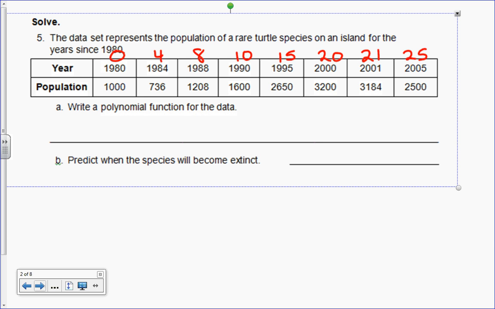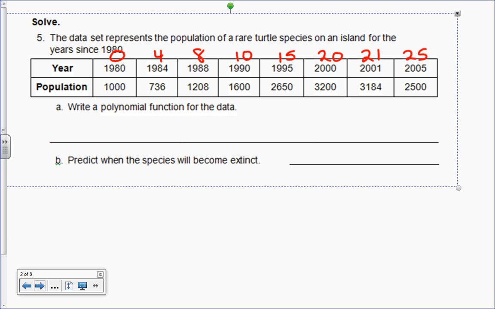Now, here's the thing. The x values don't go up by the same number each time. So what we have to do for this is what we did yesterday. We have to put the data in, choose some different regression functions, and see which one has the highest correlation coefficient, or the r-squared value.